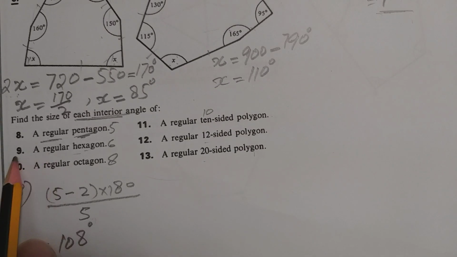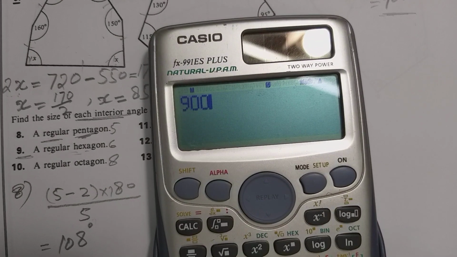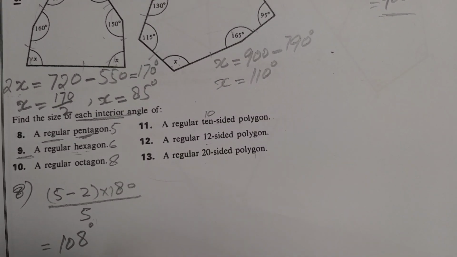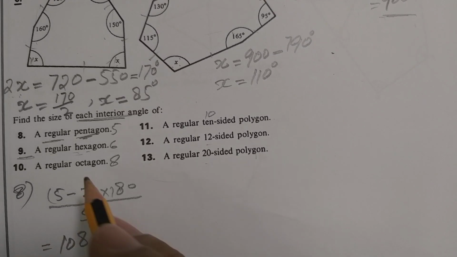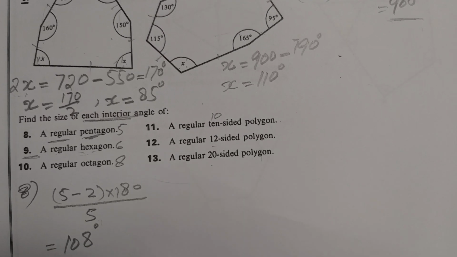As in the next question we have the hexagon, which is 900 total. So 900 divided by the number of sides. Hexagon has 6 sides, so divided by 6. So 900 divided by 6, you have the answer 150. So each interior angle in a regular hexagon is 150. Octagon, obviously it has 8 sides.